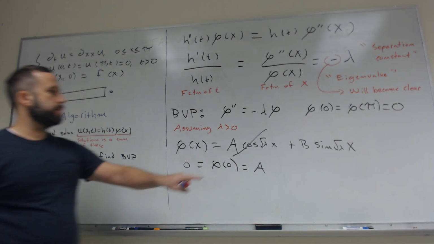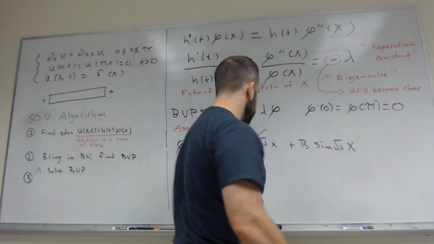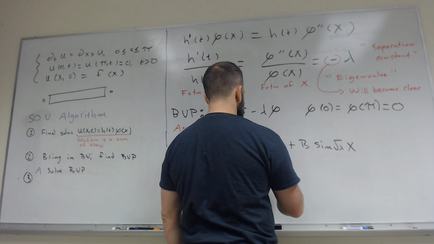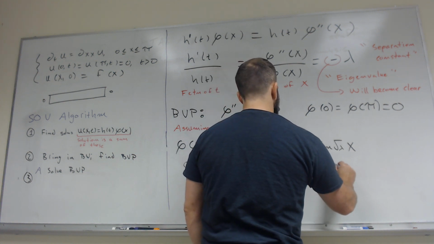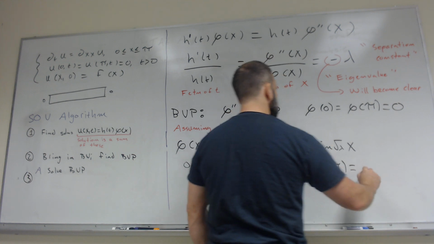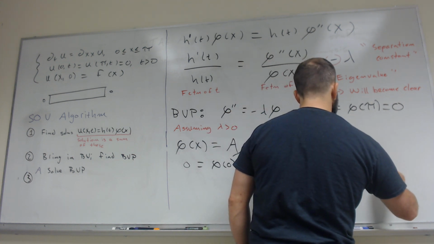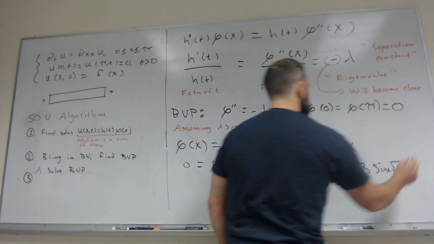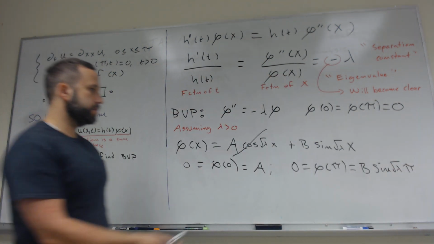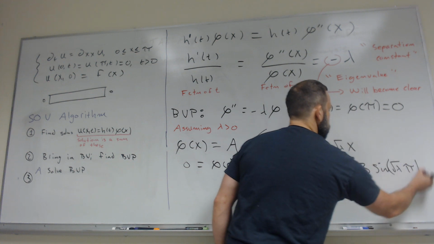Now I'm going to plug in the boundary condition for pi, and here's where things for this problem get interesting. I've got 0 is equal to phi of pi, and what I'm going to have on the right-hand side now is b sine square root of lambda pi. And just to be clear, it's like that.